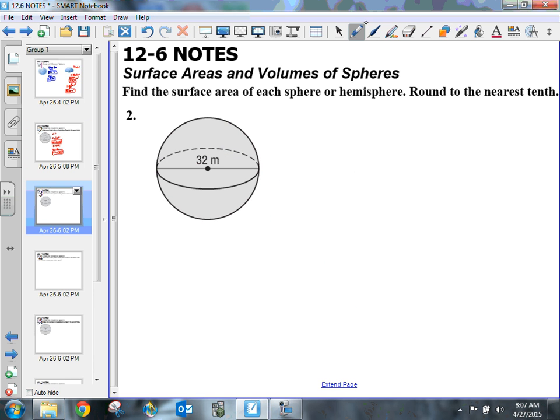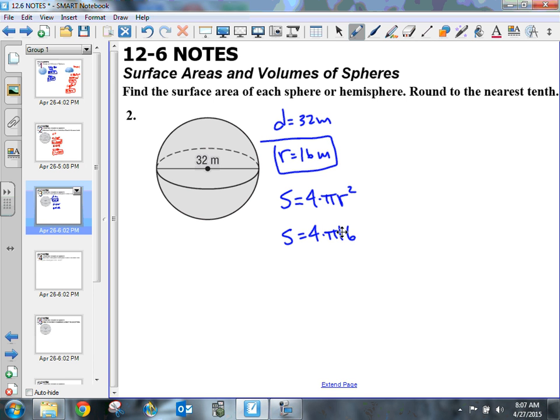Let's take a look at number 2. It wants us to find the surface area of the sphere, but we're given that the diameter is equal to 32 meters. So if my diameter is 32 meters, then my radius is half of that, which is going to be 16 meters. I'm going to use the same formula. S is equal to 4 times pi times my radius squared. So S is equal to 4 times pi times 16 squared. Then I'm just going to plug this into the calculator.